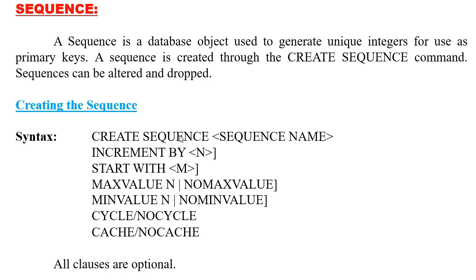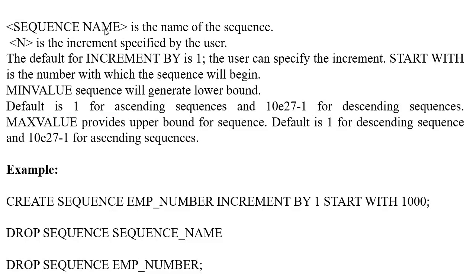The syntax is create sequence sequence_name, increment by n, start with m, maxvalue n or nomaxvalue, minvalue or nominvalue, cycle or nocycle, cache or nocache. Except create sequence and sequence name, all other options are optional parameters. Here the sequence name is the name of the sequence, n is the increment value specified by the user. The default for the increment is 1. The user can specify the increment.